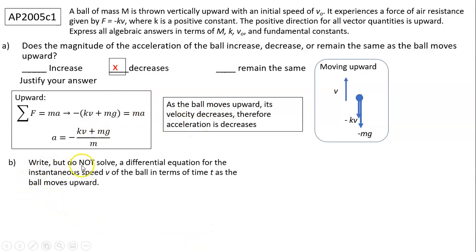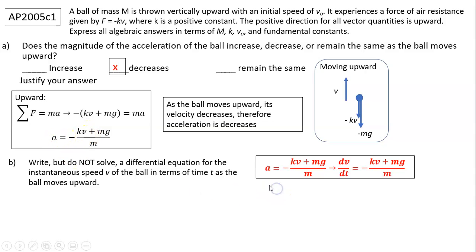Part B. Write, but do not solve, a differential equation for the instantaneous speed v of the ball in terms of t as the ball moves upward. A differential equation means to write a derivative symbol in your equation. Here is the equation. For the instantaneous velocity, we have to leave the v here. And what is a? a is just dv over dt. So you simply substitute a with dv over dt. That is your differential equation.